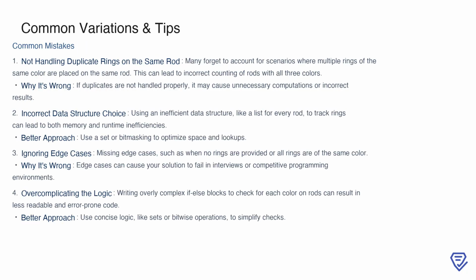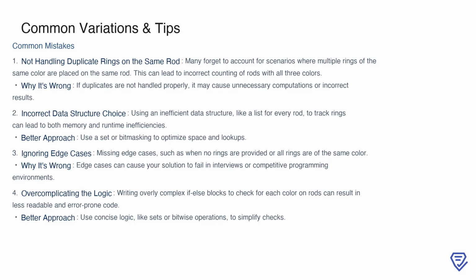One common mistake is not handling duplicate rings on the same rod. For instance, if a red ring appears twice on a particular rod, it doesn't mean the rod has multiple red colors, it's still just red. Failing to account for this can lead to double counting or unnecessary computations.